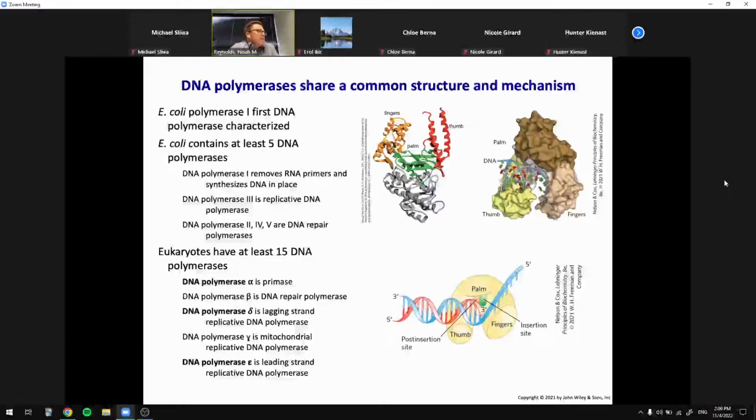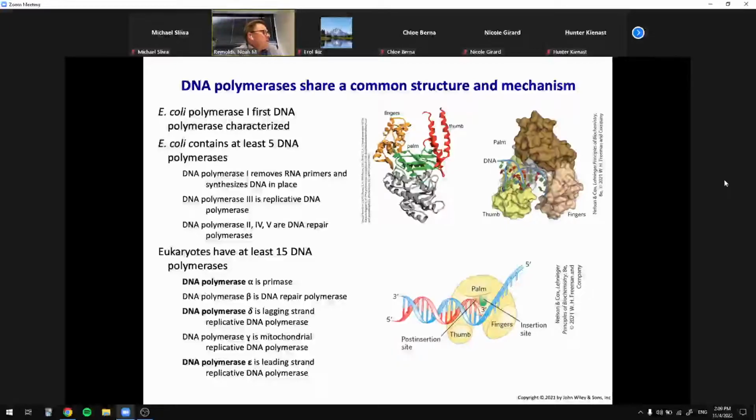And so all of the DNA polymerases we talked about have a common structure. We talked about it looking like a hand. And the different polymerases do different jobs. In E. coli, they have at least 5 DNA polymerases that we know of, and eukaryotes have, right now, about 15. So I want you to know which of the polymerases are the replicative polymerases, and which one is primase would be good too, especially for multiple choice questions.